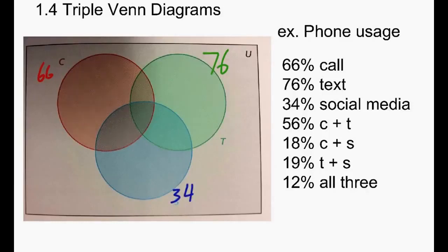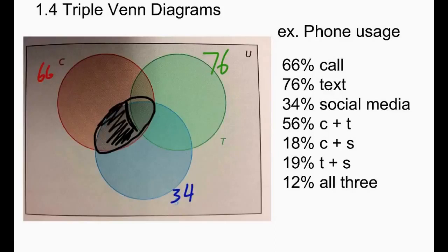Okay, so now the same thing we've got to be careful of too. Now it says 56% of the people use their phone for calling and texting. So calling and texting is actually where those two circles overlap. So it's the whole piece there. It's not just this one, right?